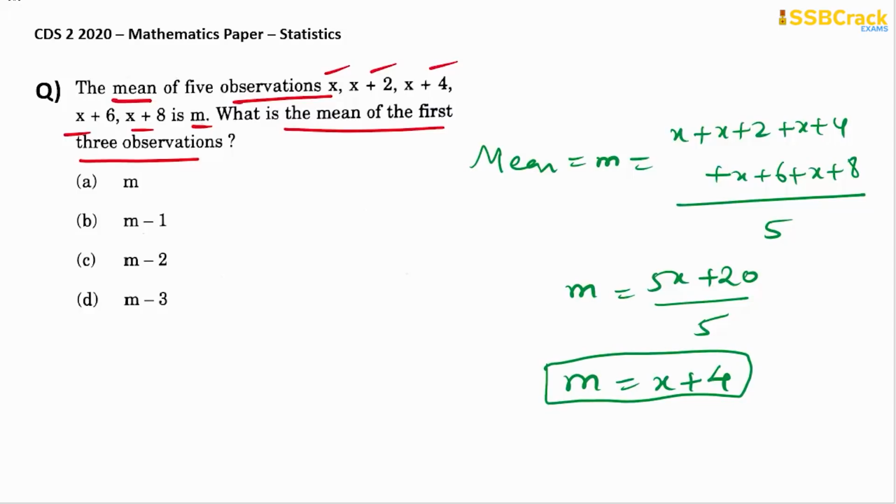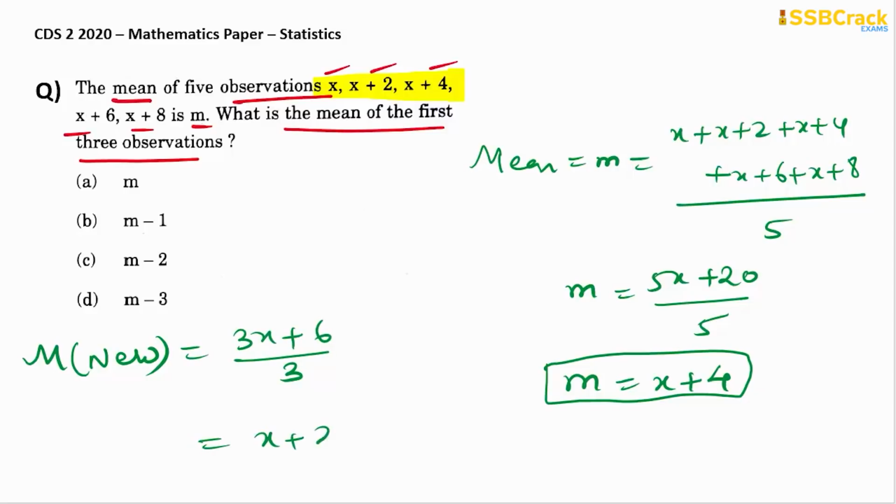Alright, we have to find what? Mean of only first 3 observations. So what are they? The first 3 observations are these 3 only. So we shall find the mean of first 3. So this is the required mean, I'll say new mean, and this will be 3x plus 6 upon 3. So you could see that this will be x plus 2.